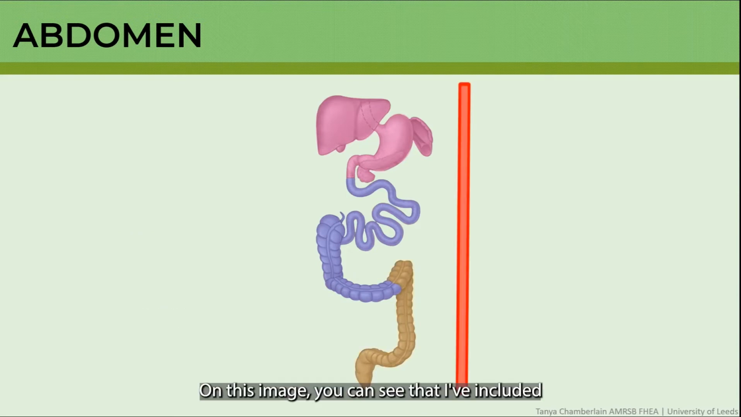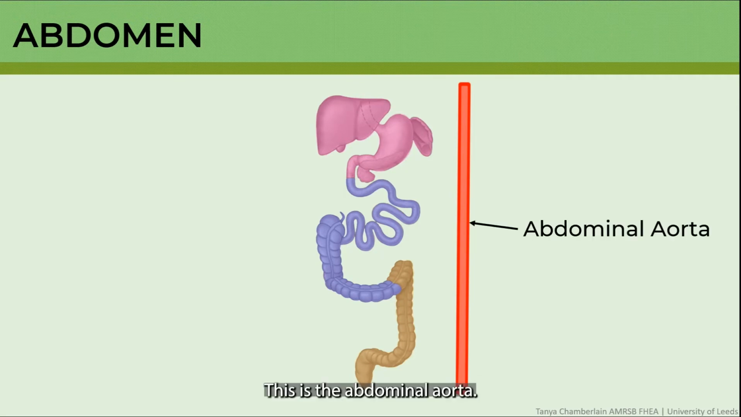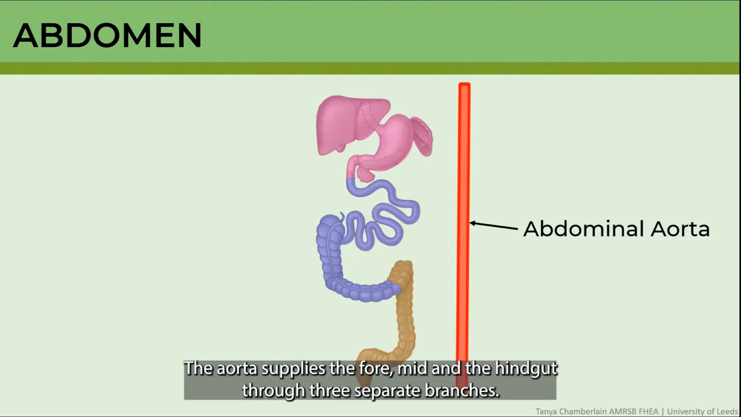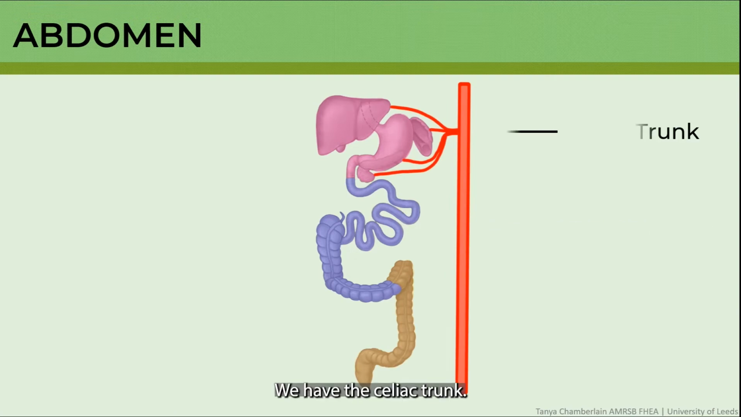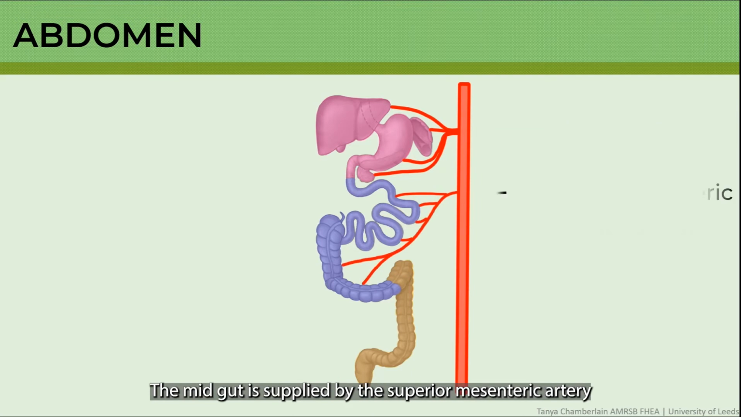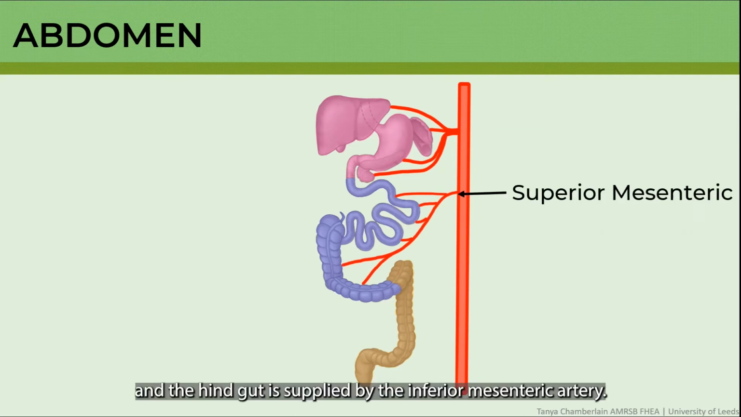On this image you can see that I have included a large artery that runs down the posterior abdominal wall. This is the abdominal aorta. The aorta supplies the fore, the mid and the hind through three separate branches. Supplying the foregut, we have the celiac trunk. The midgut is supplied by the superior mesenteric artery, and the hindgut is supplied by the inferior mesenteric artery.